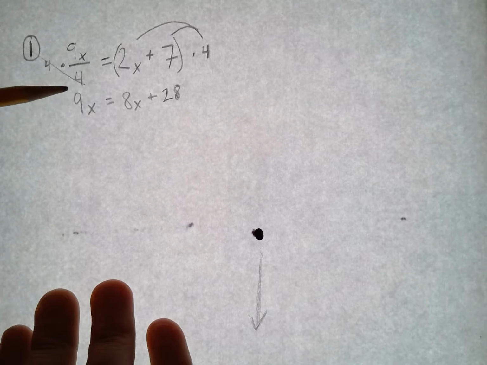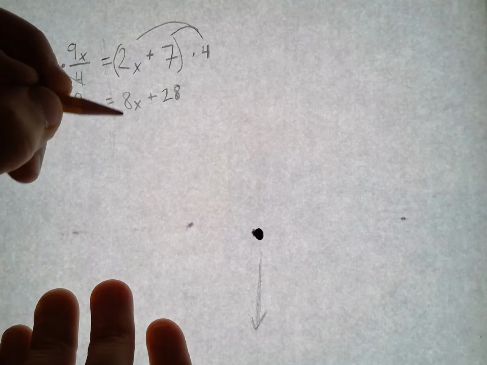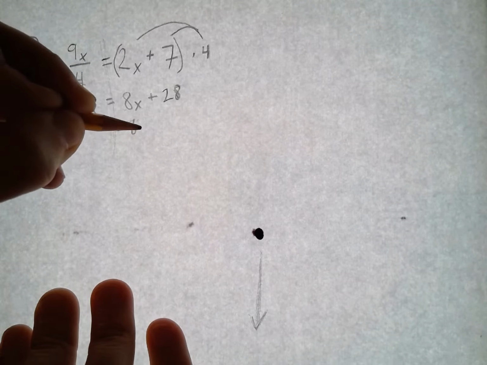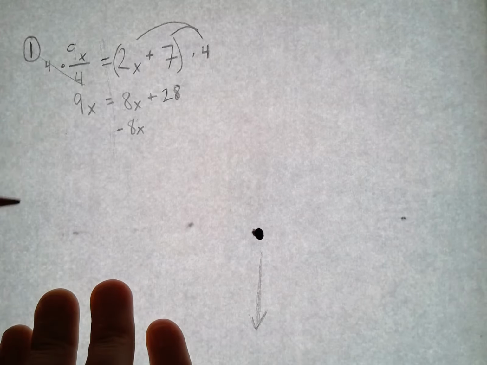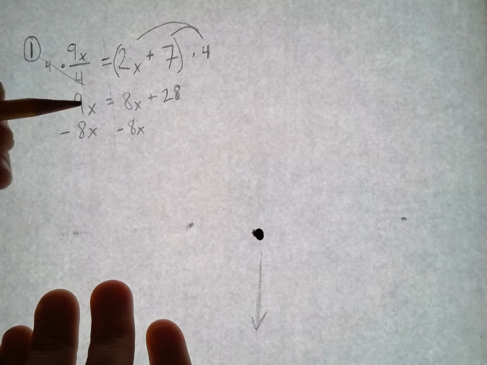This side has less things on it, so I'm going to move this 8x over there. To move the 8x away and get all my x's onto one side, I'll do the opposite of this. So I've got positive 8x. To get rid of it, I will subtract 8x. If I do minus 8x over here, I should do the same on the left side. So I'll do minus 8x on both sides.